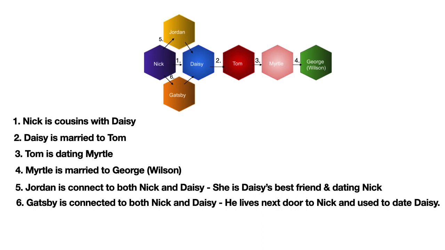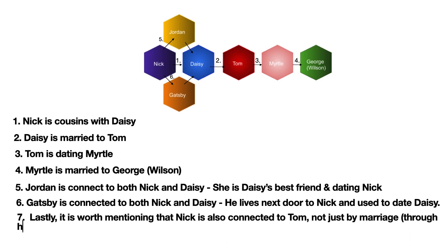After you read chapter 5, you'll see where the relationship between Daisy and Gatsby goes from here. Okay, so last of all, it's worth noting that Nick is also connected to Tom, not just through Daisy by marriage, but he was also a friend of Tom's in college. And I'm using the term friend pretty loosely. He was kind of like an acquaintance of Tom's in college. They went to the same school together. So he knew Tom before, not just as Daisy's husband, but as somebody that he went to school with.